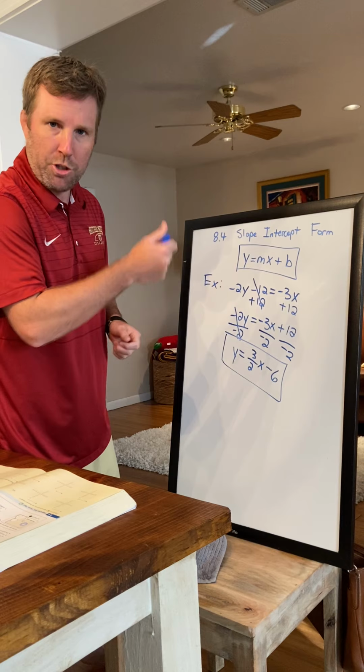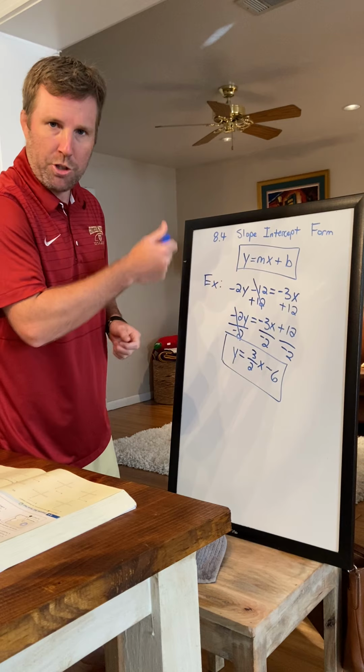Guys, these are unlike terms. One has an x and one doesn't. I can't add those. Now I'm close. I don't quite have the y by itself yet. This is negative 2 times y. I have to do the inverse operation. I got to divide by negative 2. What I do to this side, I got to do to the other side. And since there are two terms on the other side, I got to divide both of them by negative 2.